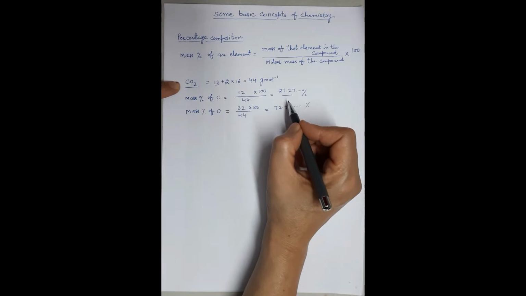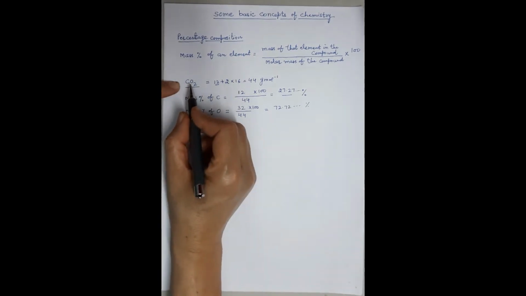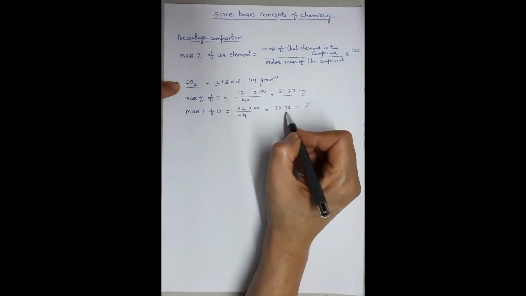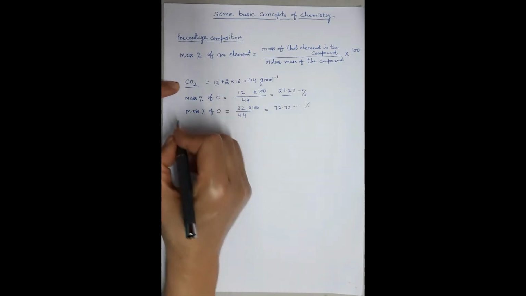Just add the percentage masses of the different elements. It should come out to be 100. It has only 2 elements, and their mass percentages are this. If you add, it roughly comes out to be 100. I'll take one more case.